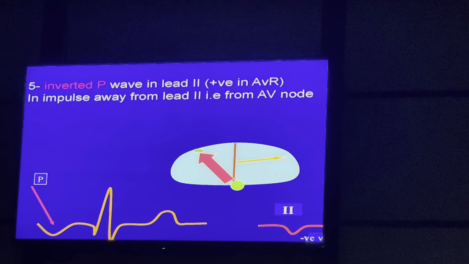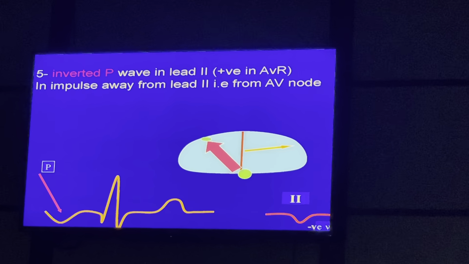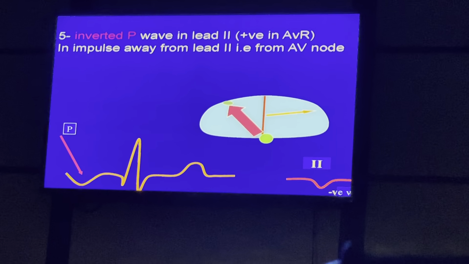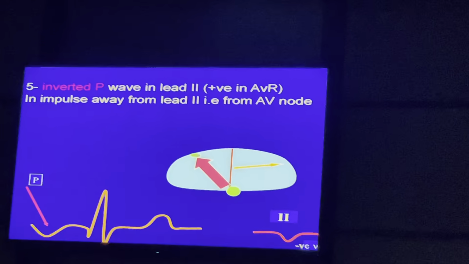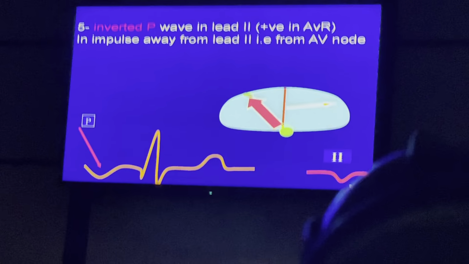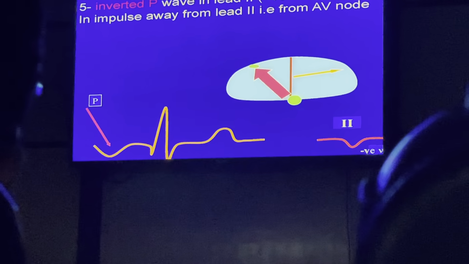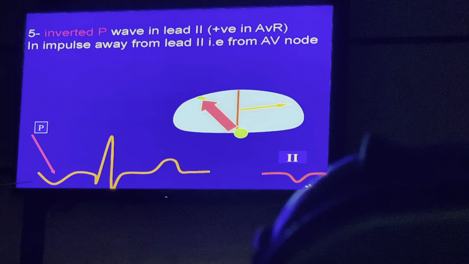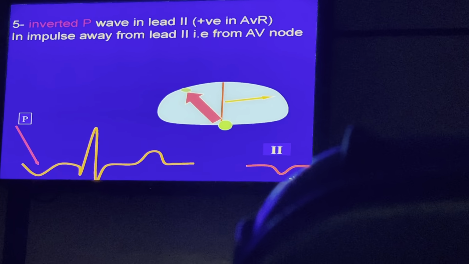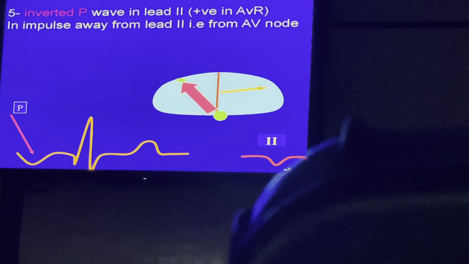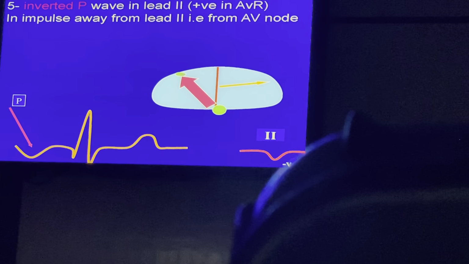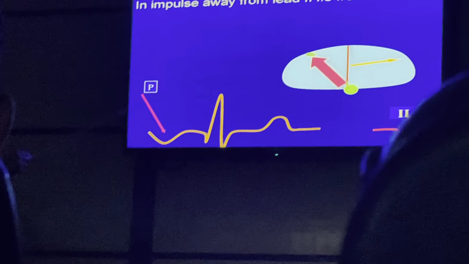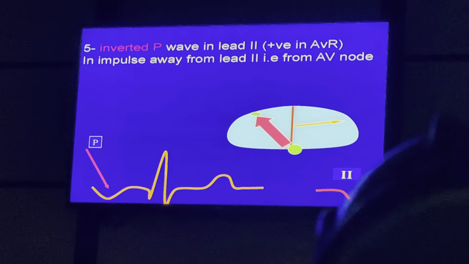Next. So a P wave can come from a non-sinus region in the atrium. It may come from the left atrium, it may come from the lower part of the junction. So in that case, the shape of the P wave is different from the sinus P wave. So if you see in lead II the P wave is inverted, it means it is not coming from above downward. It means it is coming from below upward. So in that case, the P wave is inverted. So this is a non-sinus P wave.